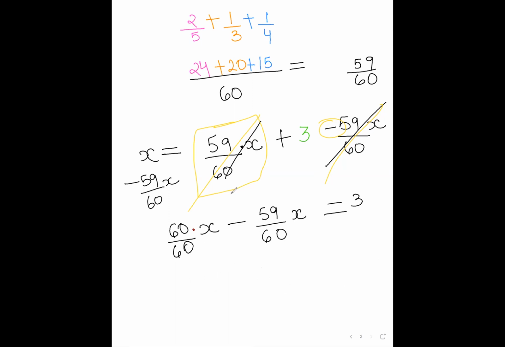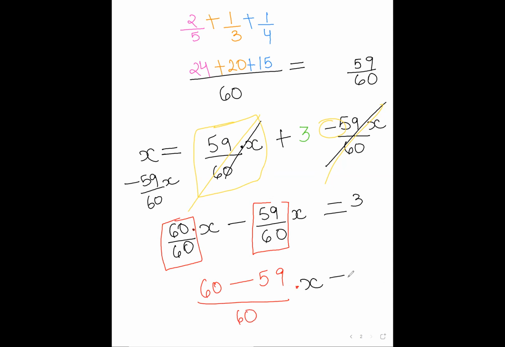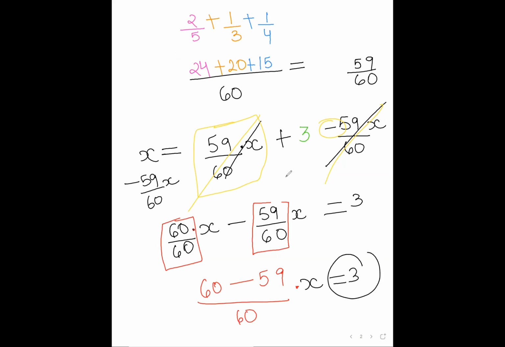So now what is 60 by 60 minus 59 by 60? Very good. So we are saying that 1 by 60 multiplied by x is equal to 3, because the right hand side was 3. Fine.